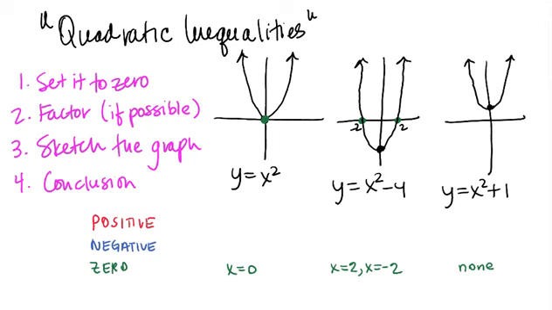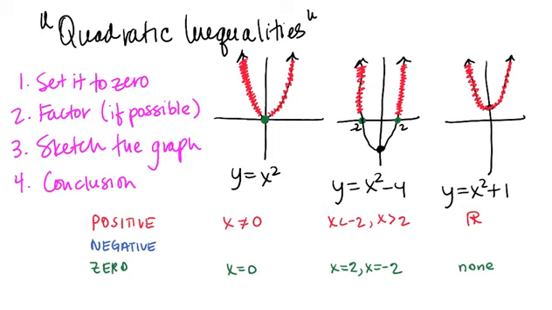Okay, positive. Positive is bigger than 0, so it's positive all through here. So that's always true except for where it's 0. So this is all x except for 0. For here, positive is going to be x being less than negative 2, or also greater than positive 2. And over here, it's always above the x-axis, so this is always positive. This is all real numbers.